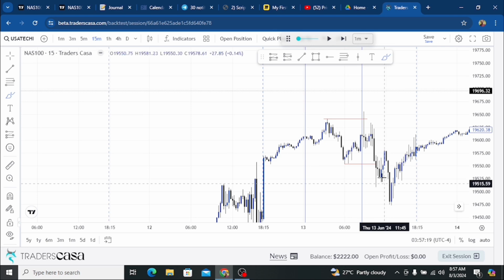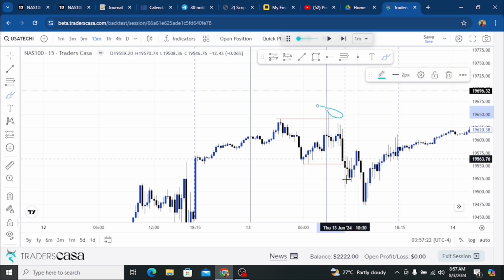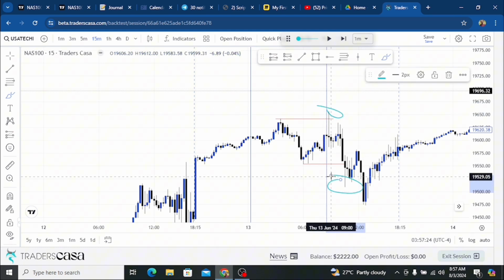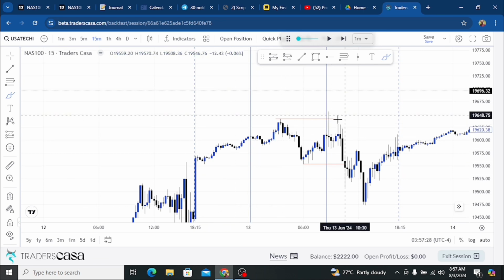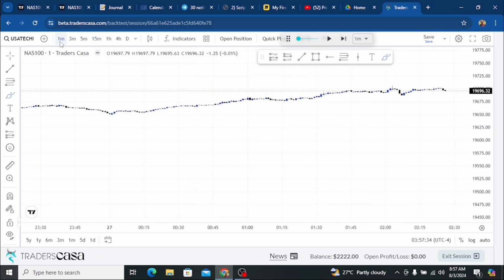Okay, and now look at this. Highs got taken, and we took price to the lows. Let's go to lower time frame and let me show you what the entry would look like on this one. So let's go to the 1 minute. Today is 13th. So let's go to the 1 minute and scroll all the way back to the 13th. Let me show you what the entry is going to look like.